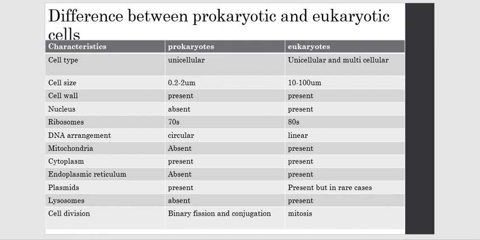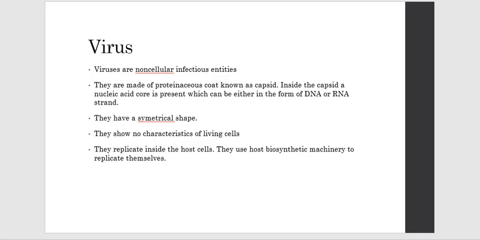Endoplasmic reticulum is present only in eukaryotes. Plasmids are present in both. Lysosomes are absent in prokaryotes, and in eukaryotes they are present. Cell division in prokaryotes occurs through either binary fission or conjugation, and in eukaryotes it occurs through mitosis.